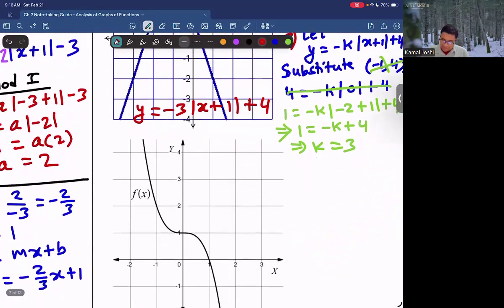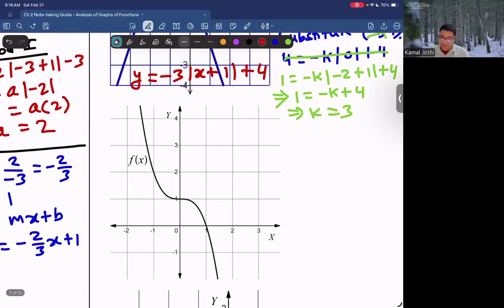I have just 1 minute left in this video, so I'm going to do one more. Pause the video, do it, and then check with me. The parent graph is here. So you should recognize the parent graph. This is a cubing function. And the equation of the parent graph is y equals x cubed.